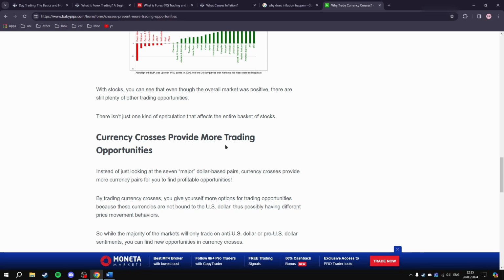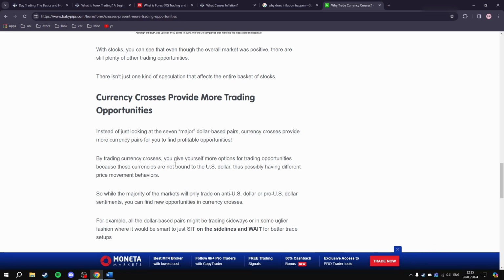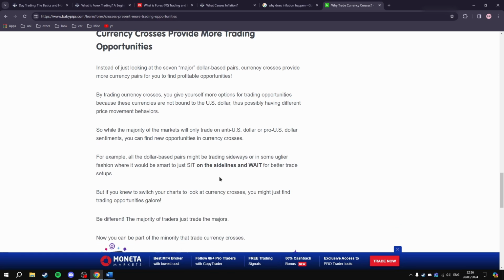Currency crosses provide more trading opportunities. Instead of just looking at the 7 major dollar-based pairs, currency crosses provide more currency pairs for you to find profitable opportunities. By trading currency crosses, you give yourself more options because these currencies are not bound to the US dollar, thus possibly having different price movement behaviors. So whilst the majority of the markets will only trade on anti-US dollar or pro-US dollar sentiments, you can find new opportunities in currency crosses.